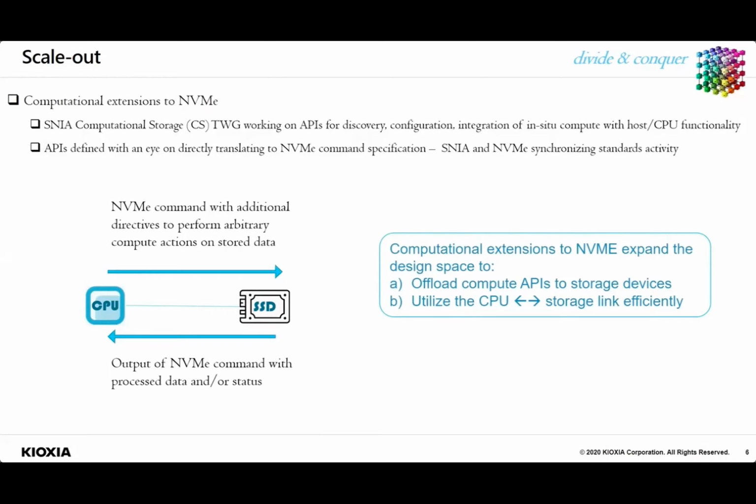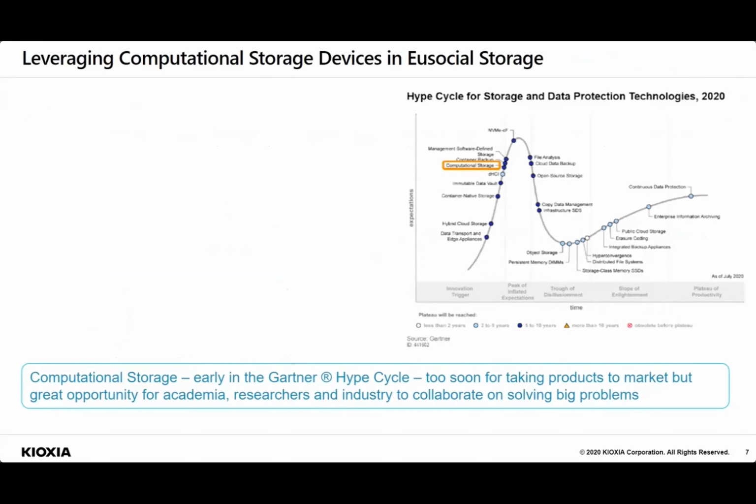Data transmission pipes can also couple these compute extensions with the NVMe over Fabric NCAPs discussed in the previous slide to perform offload on storage devices that are spread out across a network, without being limited to the confines of a single server node. How can we leverage these developments in cross projects and research areas such as Eusocial storage and Skyhook?